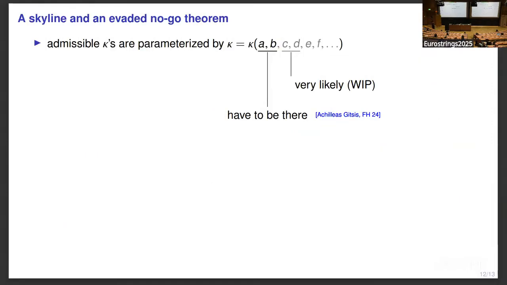Okay, let me quickly now say how this relates to the literature. The only thing which we now need to know is this kappa here, and in principle we can parameterize it now. We have to check which of these kappas are admissible. For example, we know very certainly that we have at least two different choices of this kappa, one for the left moving sector and one for the right moving sector. And we have also seen, so this is work in progress, but it's very likely that there are even some more, like C and D.